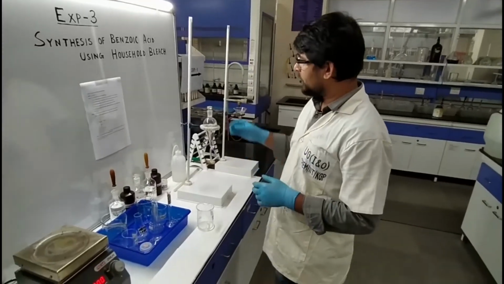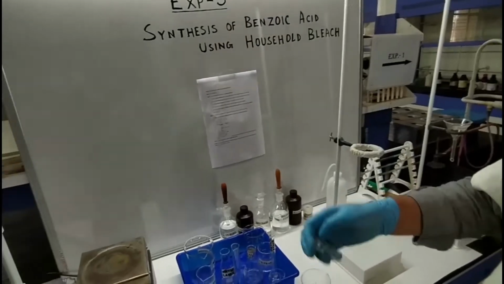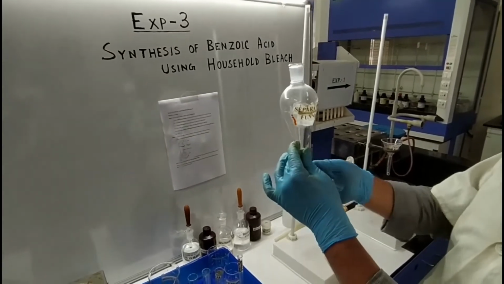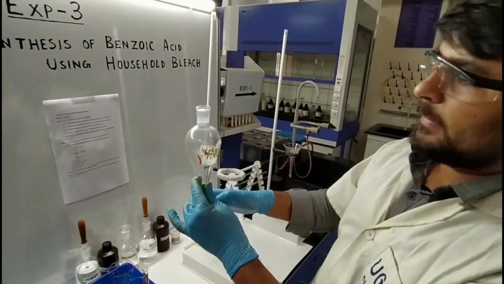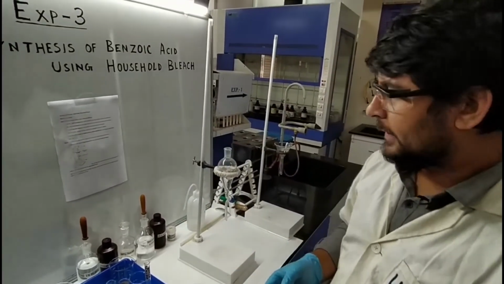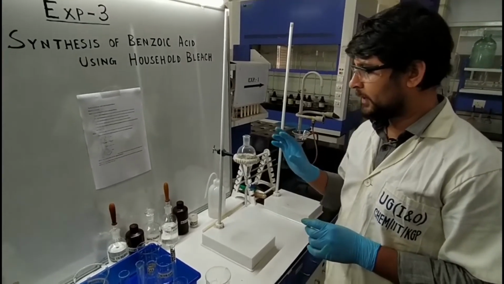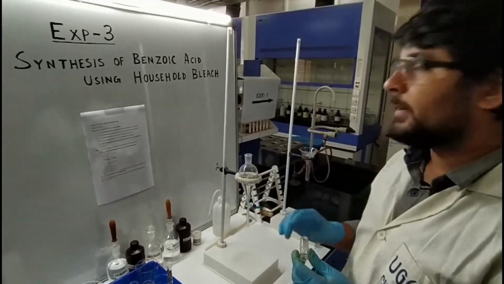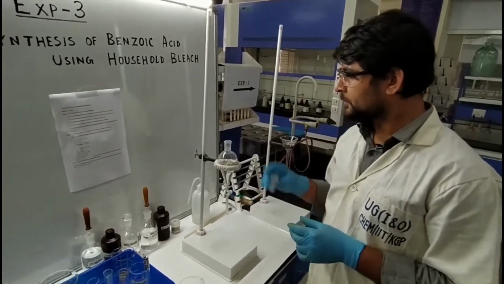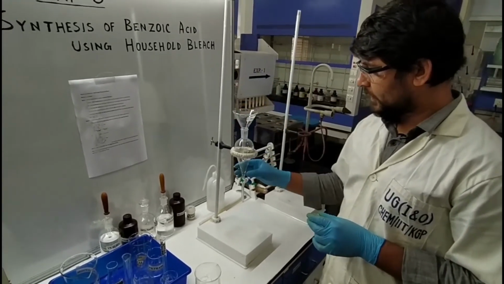After 10 minutes we have to take a separating funnel like this. This is the separating funnel. Here you have to transfer the reaction mixture after 10 minutes, and after transferring it, we have to add 10 ml diethyl ether. So two things we have to transfer into the separating funnel: one is the reaction mixture and the other is 10 ml diethyl ether. Now our setup is ready.